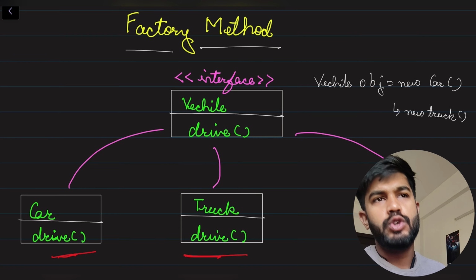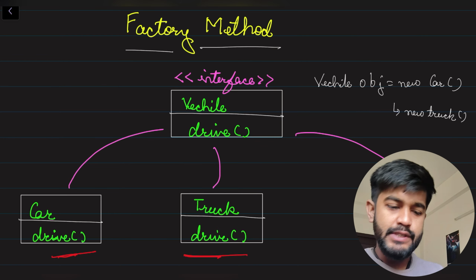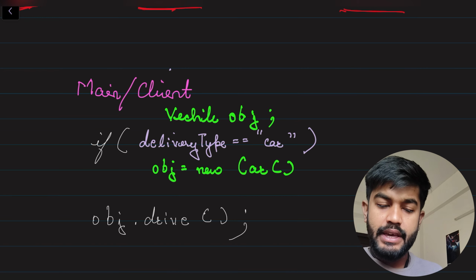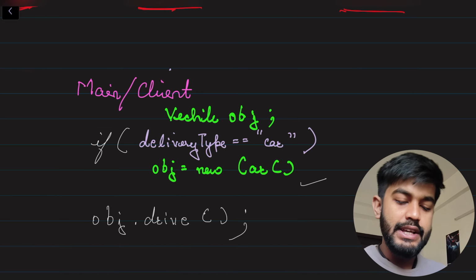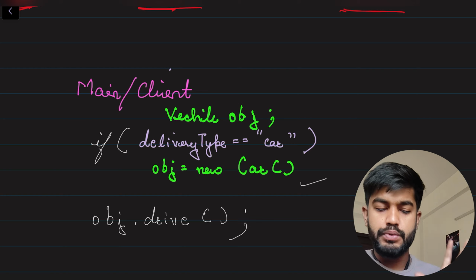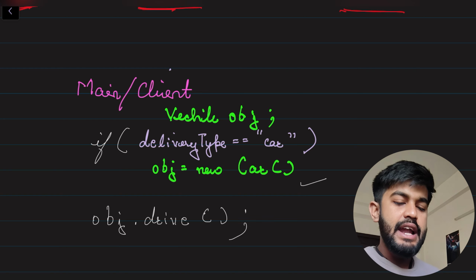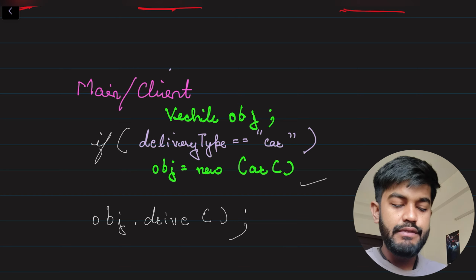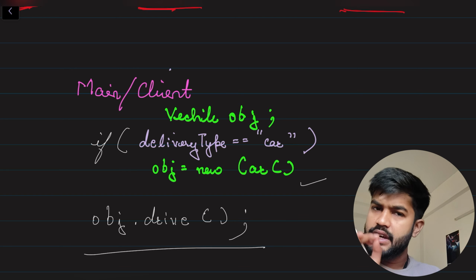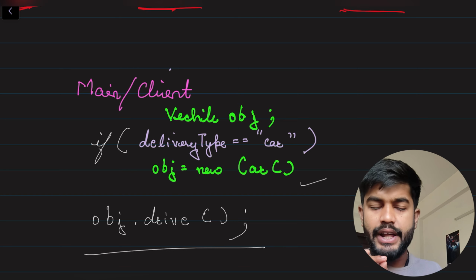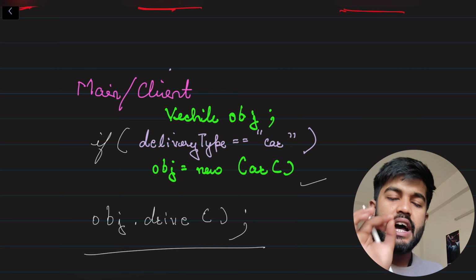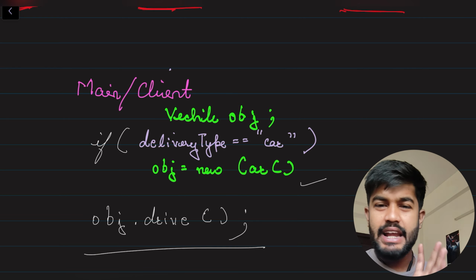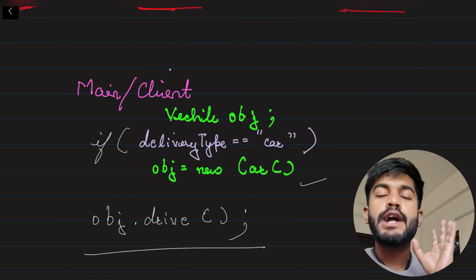So what we did was, inside the main or the client class, we wrote code something like this. If the delivery type is a car, we would assign a new Car to obj, and if the delivery type is bike, we would do the same thing, and then we would write obj.drive. This looks good enough, but there are still some problems with respect to SOLID principles and Don't Repeat Yourself. What are the problems?